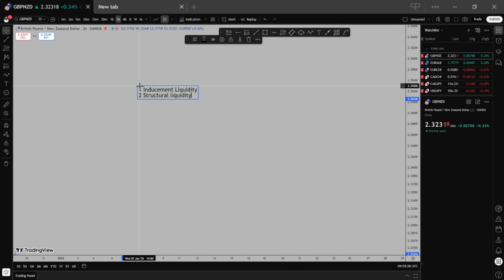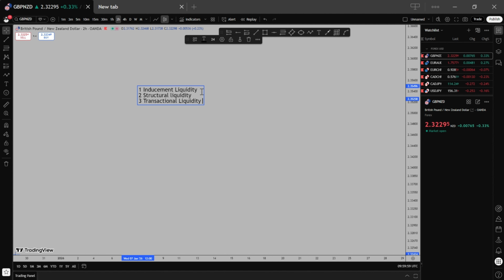Now this particular liquidity is a very important part of my strategy. Once I can't find it in my strategy, I don't take the trade. Now the third type of liquidity is the transactional liquidity. Yes, those are the three types of liquidity. Don't allow the big words to confuse you, guys.